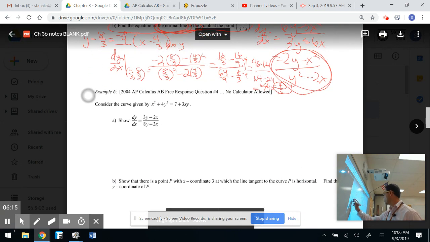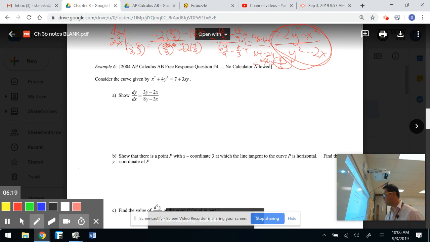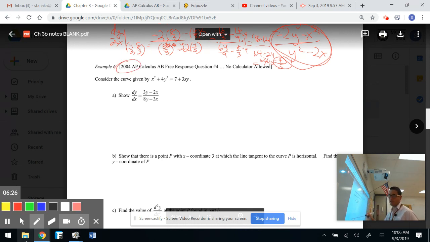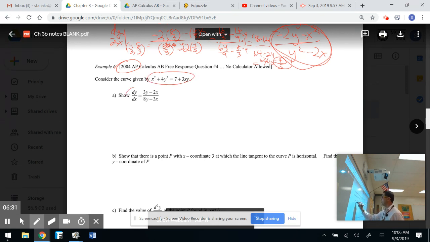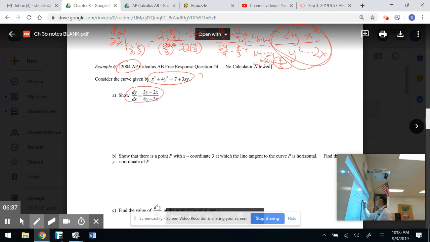But let's keep on rolling. Cool thing about this one, it's an actual old AP question. Challenge yourself right now. Hit pause and see how you do. It's from 2004. Hopefully you practiced it. Let's see if we can show that we get that as an answer. To check that out, we take that derivative implicitly. The derivative of x squared is 2x, plus the derivative of 4y squared would be 8y dy/dx, equals the derivative of 7.